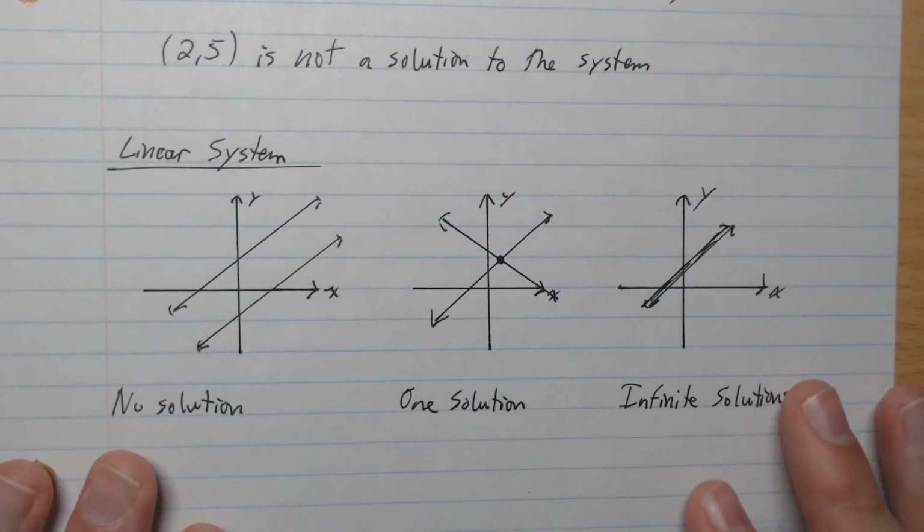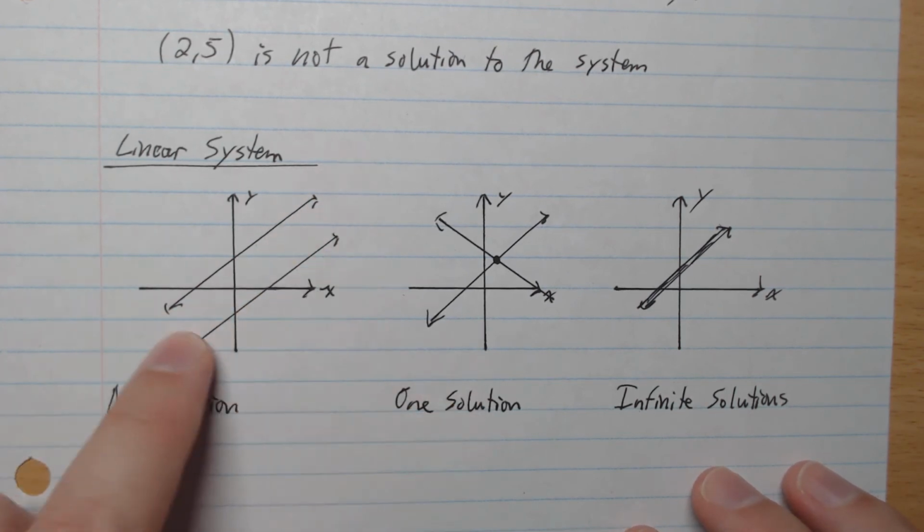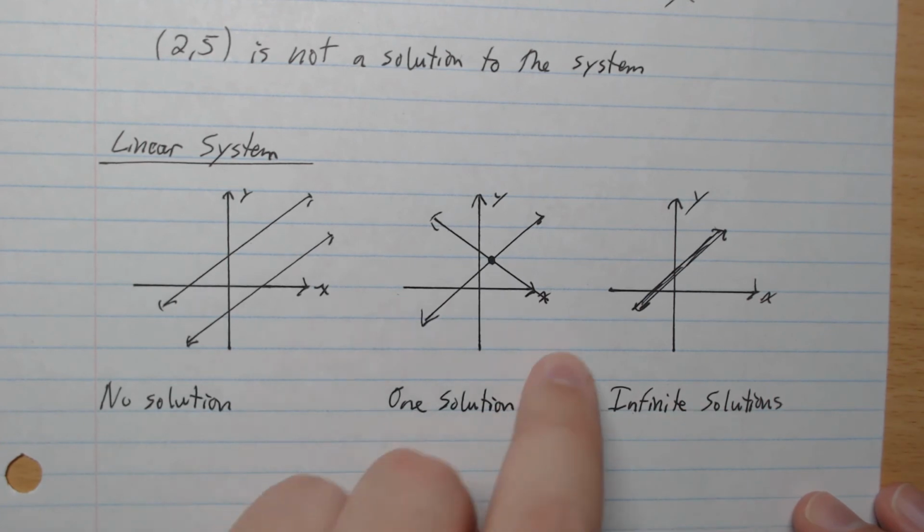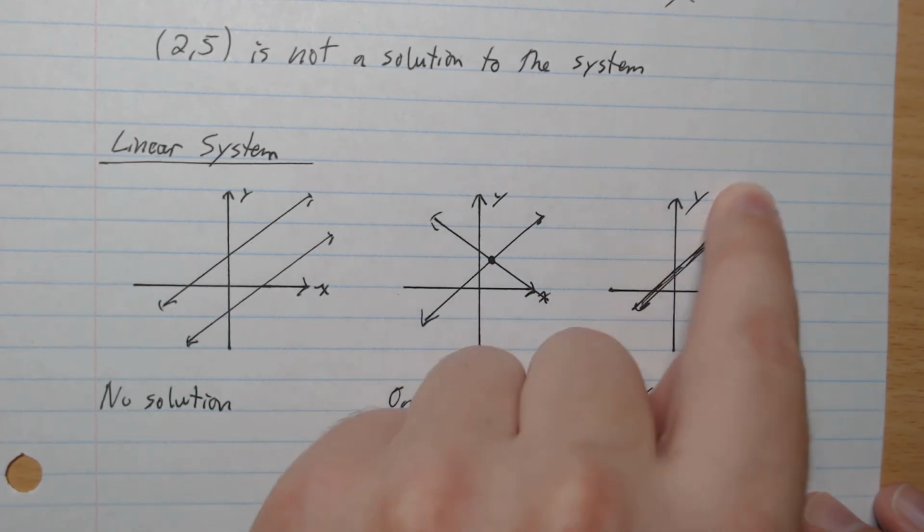Okay, so in a linear system, a couple reminders here. No solutions, they're parallel. One solution, there's one intersection point. Infinite solutions, they are the same function, like that.